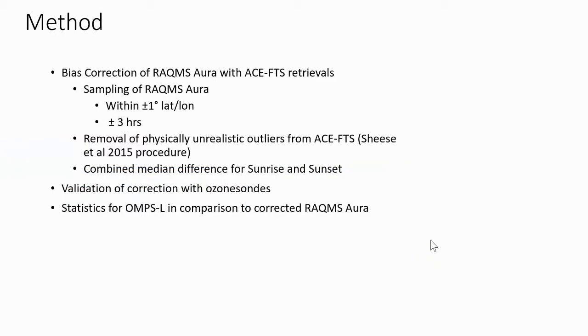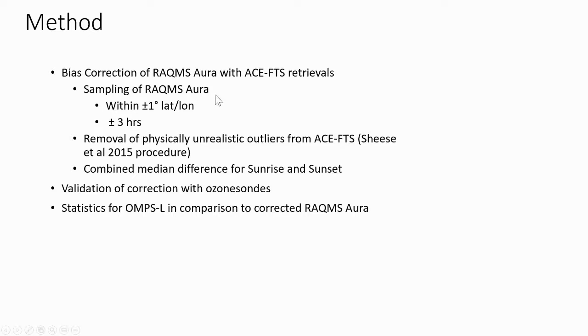And so a little bit better overview of our method is that we sample the RAQMS Aura within a degree and 3 hours of the ACE retrievals, which is based on RAQMS. And then we remove our physically unrealistic outliers from ACE-FTS using a procedure that is outlined by a 2015 paper, where a multiple Gaussian is used to define points that are far away from what's expected.